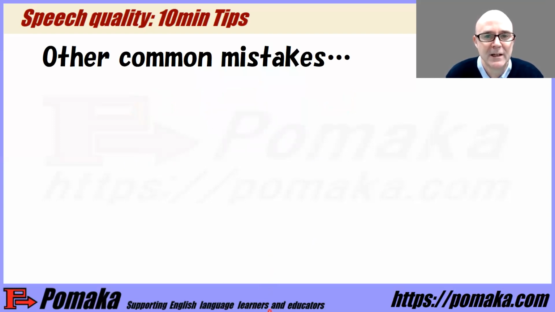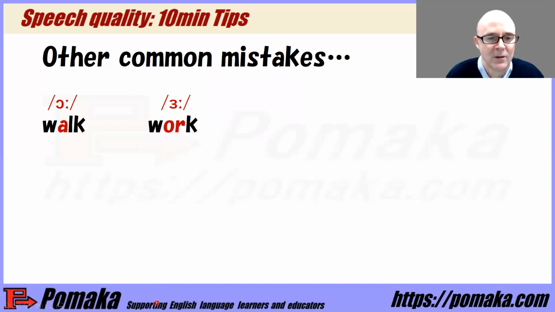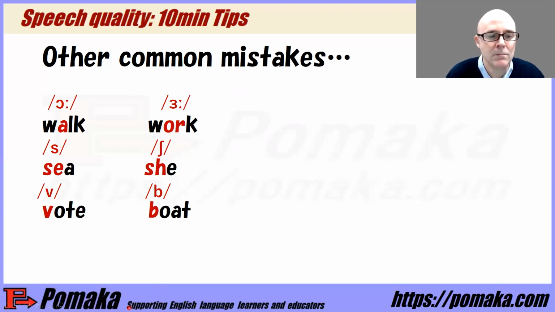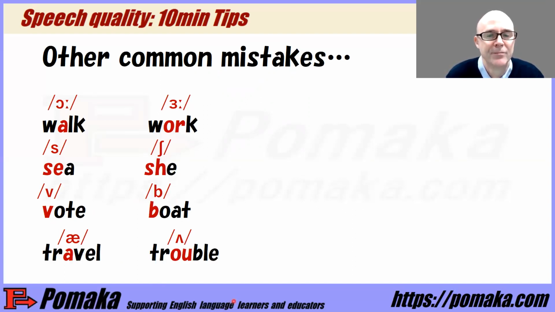Here are some other common mistakes that I've found that learners make with similar sounding phonemes. Here's the or and for example, walk and work. S and sh, for example, see and she. V and b, for example, excuse me, vote and boat. A and a, for example, travel and trouble.